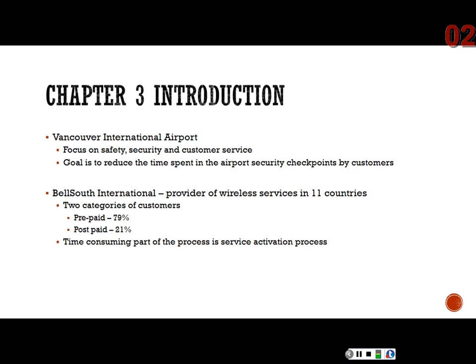Okay, and then Bell South International, they were a provider of wireless services in 11 countries. This is dated, I think this text is 2013, and it's the 3rd edition, so I'm not sure what year this example came from. But they had two categories of customers. They had prepaid, which were 79% of the customers, and postpaid, which were 21%. Okay, and if you looked at the process that they had, the steps in their activation process were determination of the type of wireless service, right? They do a credit check, the selection of phone and service plan, assignment of the phone number, making a test call, and providing a short tutorial. So those are basically their 6 steps in their process, right?